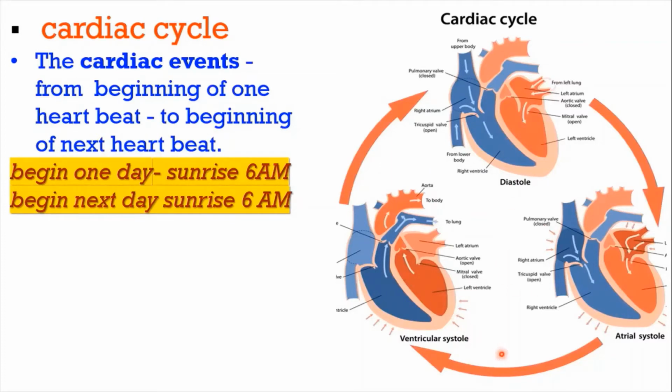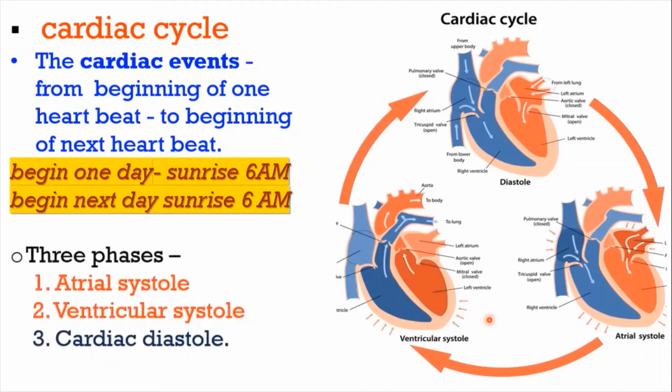As we have discussed already, the contraction of the heart is known as systole and relaxation is diastole. Contraction of the atria is atrial systole. Contraction of the ventricles is ventricular systole. The cardiac cycle occurs in 3 phases. Those are atrial systole, ventricular systole, and cardiac diastole. Now we'll discuss the 3 phases one by one.